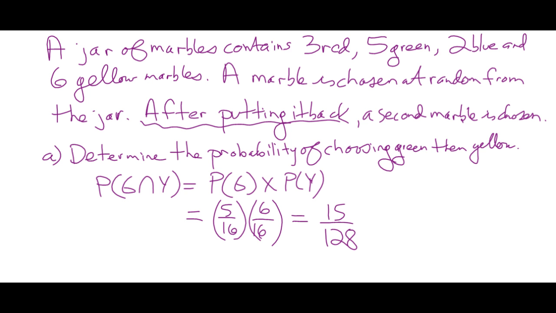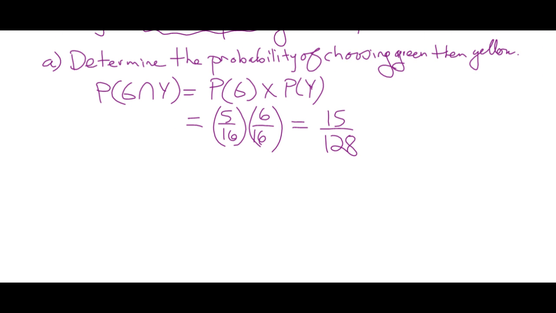Okay, so on your calculator, you just go bracket 5 divided by 16, bracket 6 divided by 16, bracket, math, enter, and you'll get 15 out of 128, right? We'll just go right to the reduced fraction. What's the probability of choosing yellow then green? Yeah, it's exactly the same.